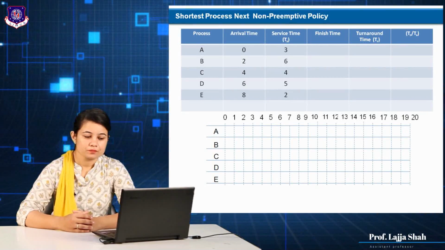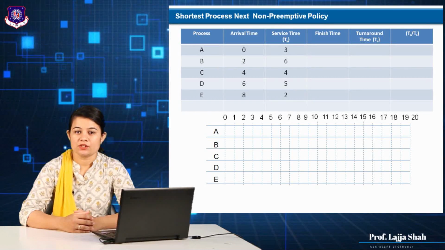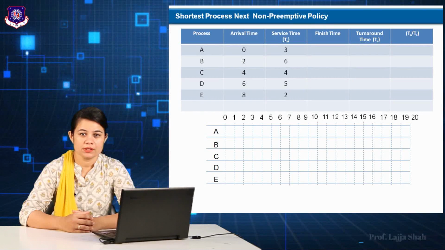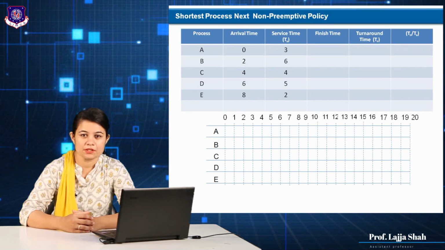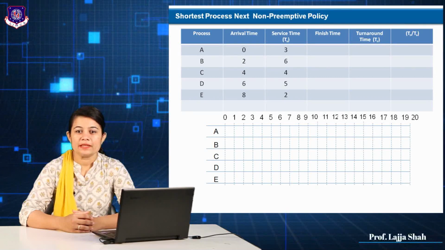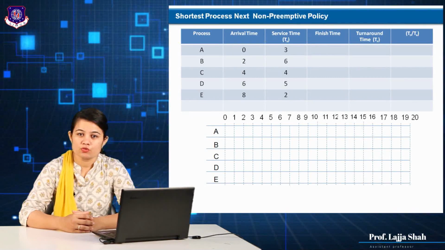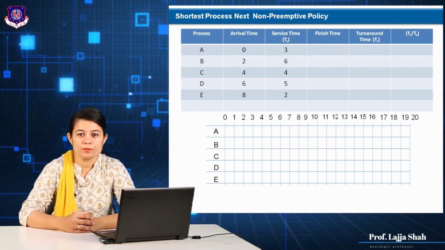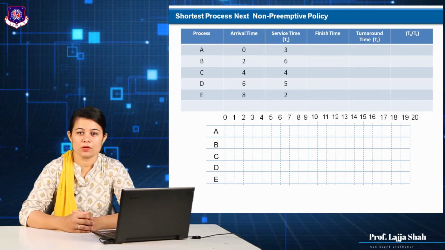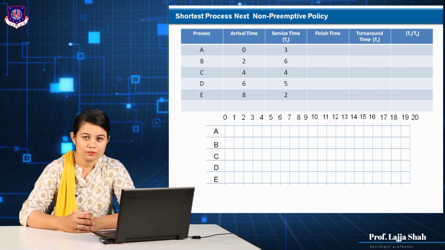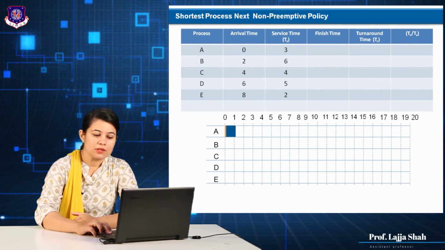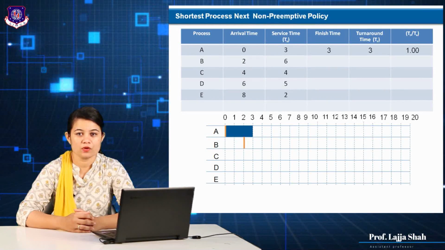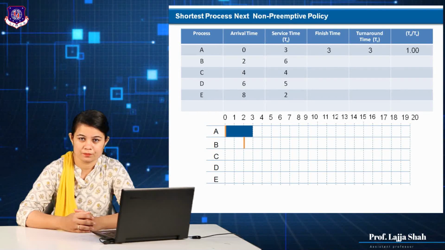So let's begin. Currently it is the 0th second. At the 0th second there is only one process created in our system, that is process A. When there is only one process, there is no need to apply any policy. The scheduling needs to be applied when there are multiple processes for execution. So, at the 0th second, process A will be executed for the next 3 seconds.